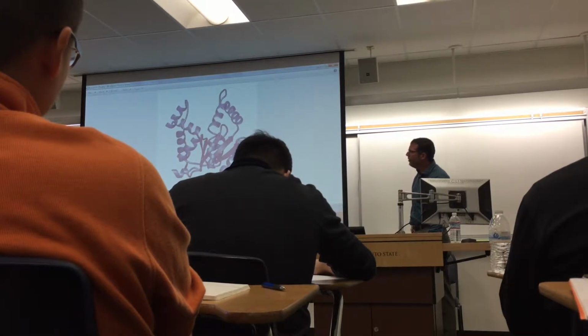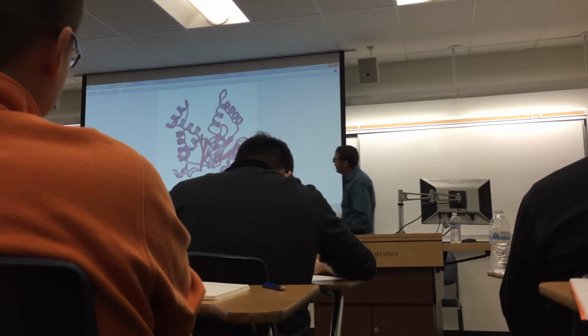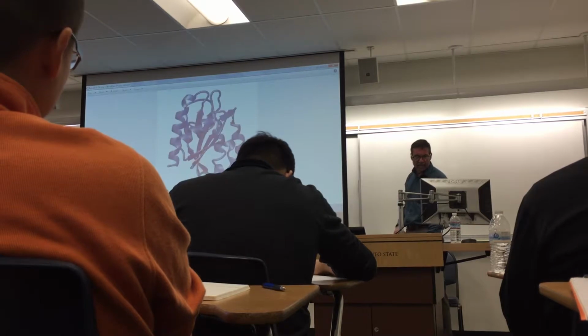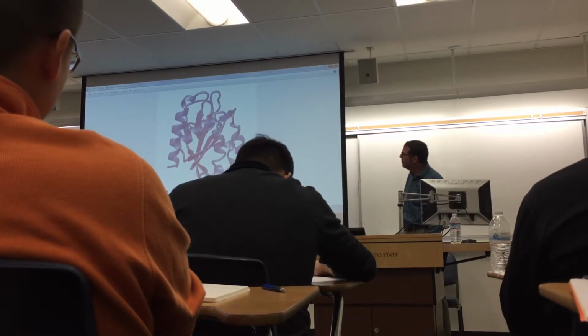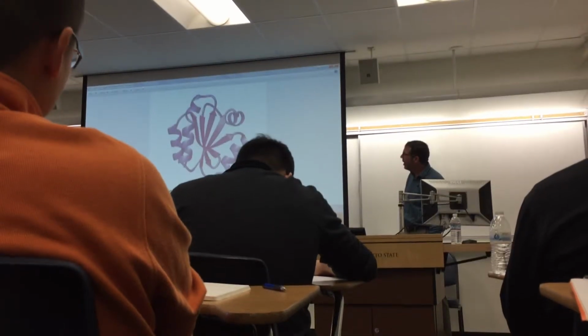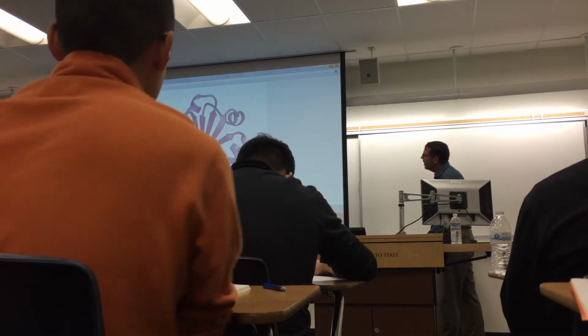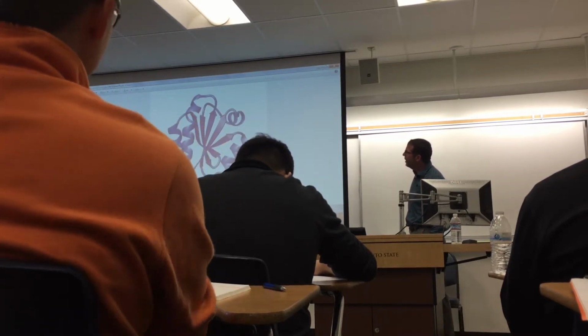Adenylyl kinase, this adds a phosphate to ADP to make ATP. Again, this is a nice alpha beta protein. Flavodoxin, this is an electron carrier here in energy metabolism. Alpha beta protein. And we kind of keep going. Thioredoxin, this reduces disulfide bonds. Again, alpha beta protein here.